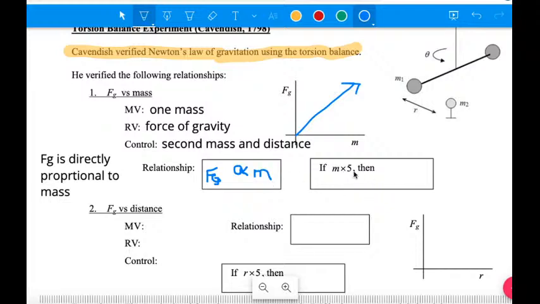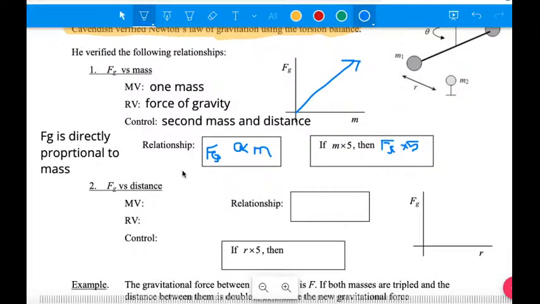So if mass is multiplied by 3, then Fg is multiplied by 3. Sorry, Fg times 3. So whatever happens to mass, the exact same thing happens to gravity. So when this goes up, so does this. When this goes down, so does this. Okay, that's our relationship between gravitational force and mass.